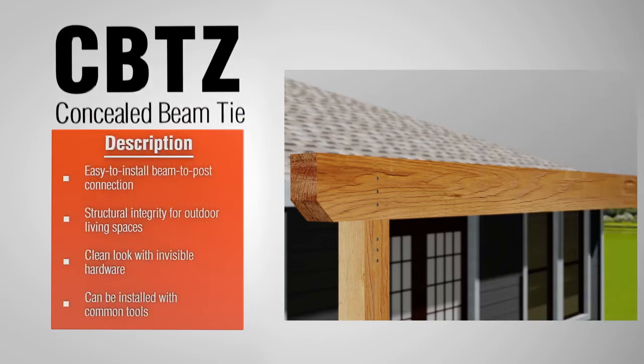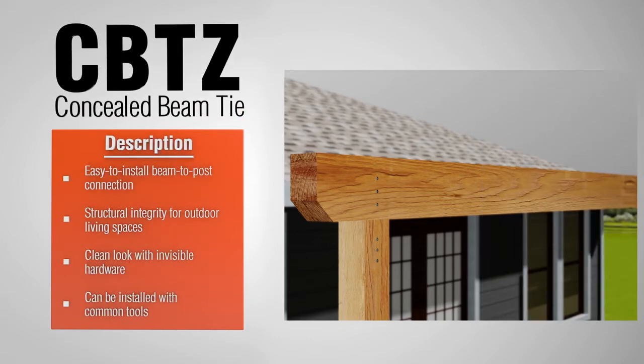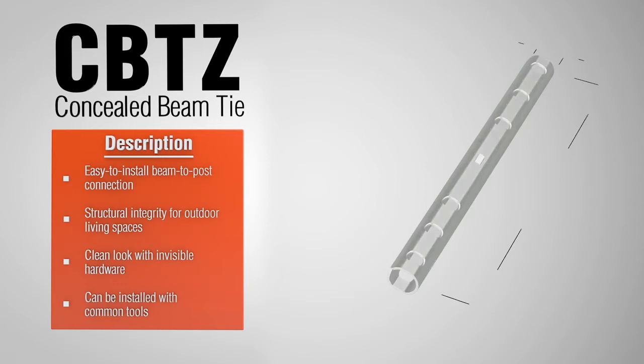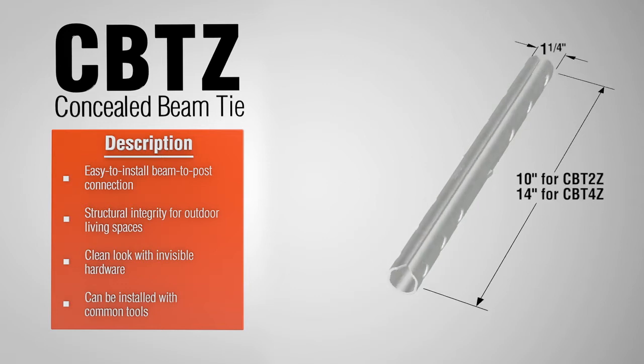The new CBTZ concealed beam tie provides a clean look for custom structures. It can be installed with common tools and provides a beam-to-post connection with no visible hardware.